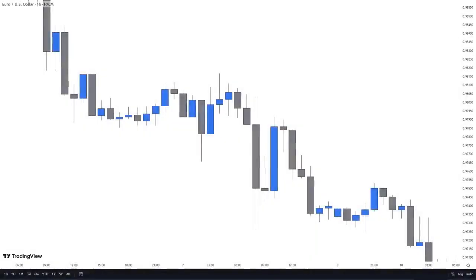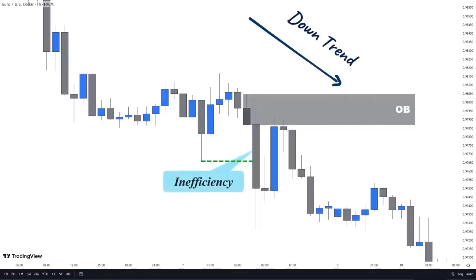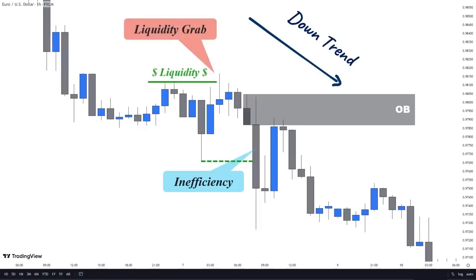Now look at this bearish example. Here in euro-dollar 1-hour time frame, we have an obvious downtrend. We can spot this order block that created a clean inefficiency and break of structure. But the interesting point about this order block is that the start of this move is a liquidity grab, so this is a +1 point trading opportunity.